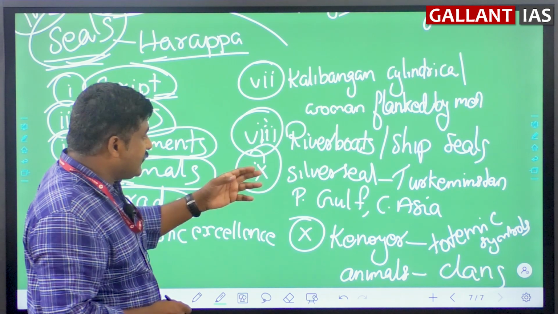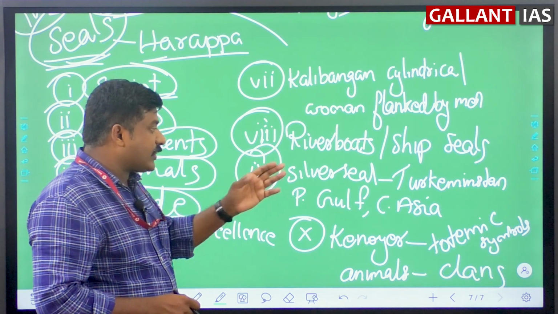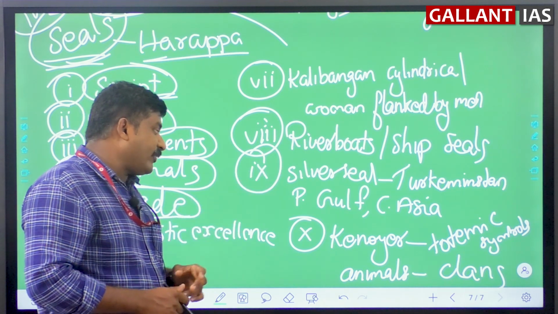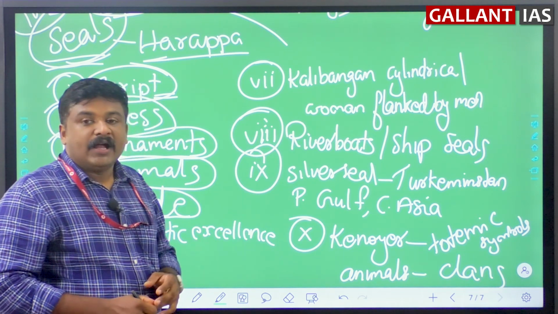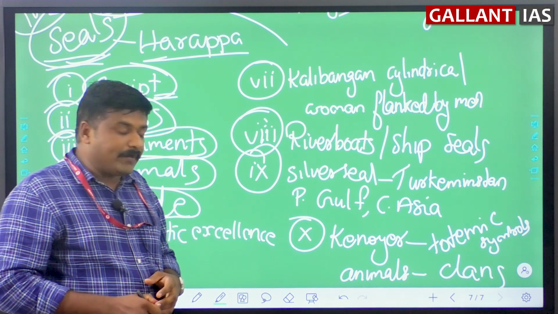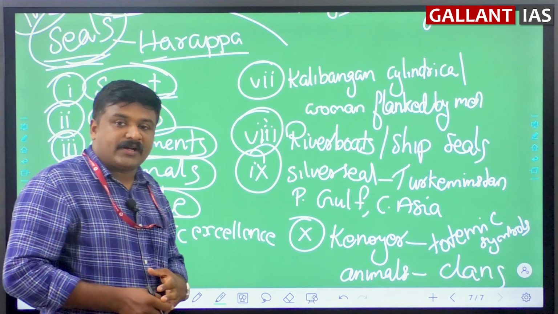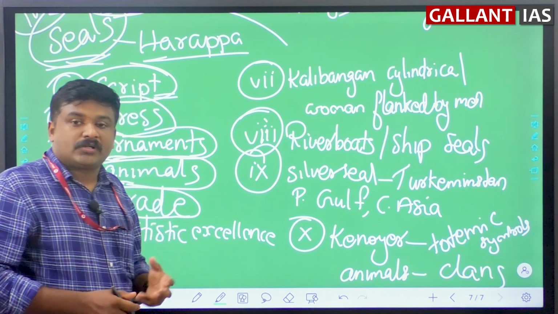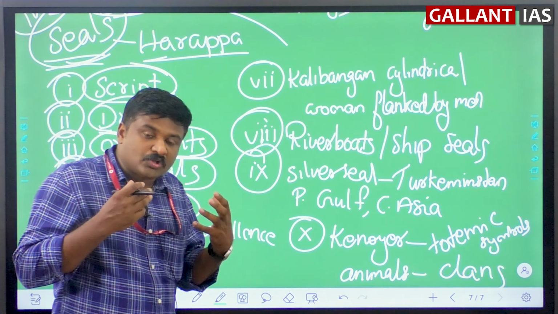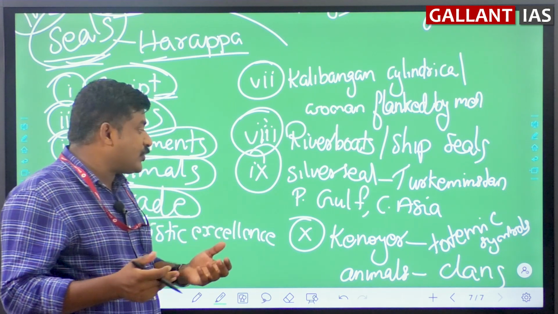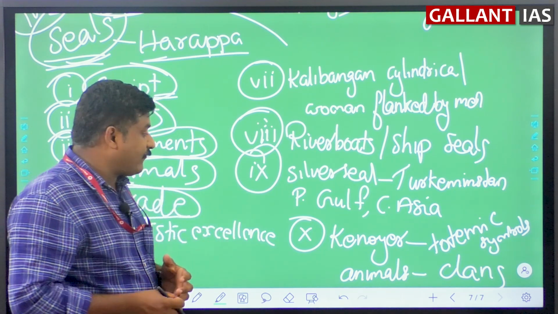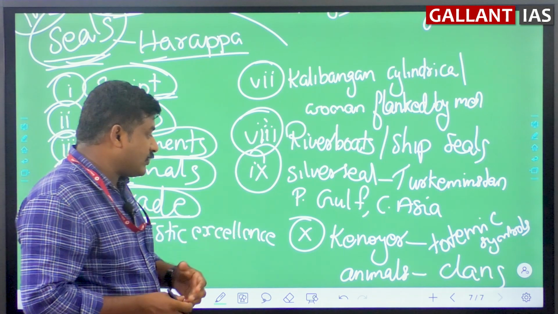Then silver seals are there, which were identified from Turkmenistan, or seals identified from the Persian Gulf, Central Asia, and from Mesopotamia, etc., which reflect that they had multilateral ties, international ties with the different countries, especially commercial ties with different countries, okay, or different other civilizations.